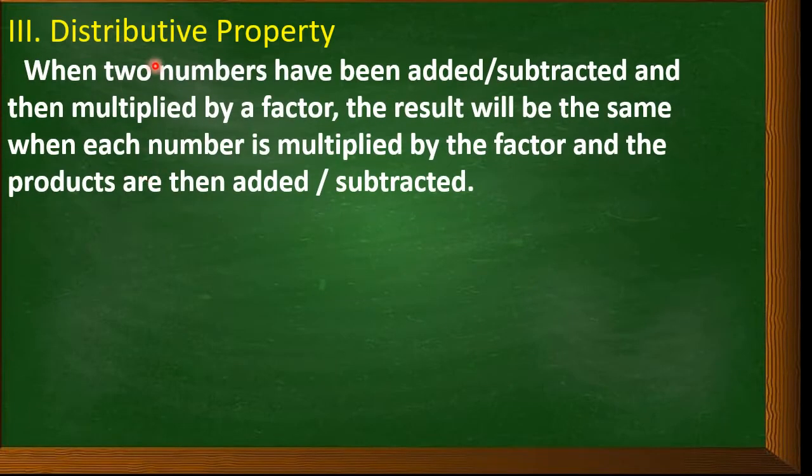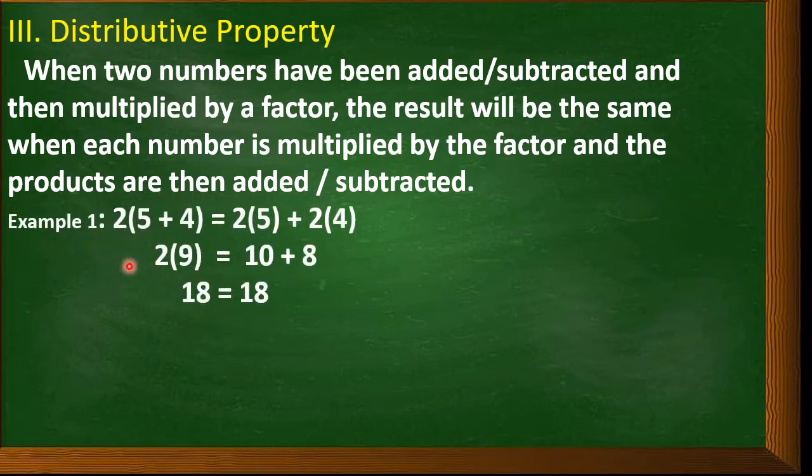Next, distributive property. When two numbers have been added or subtracted, and then multiplied by a factor, the result will be the same when each number is multiplied by the factor and the products are then added or subtracted. Example number 1, 2 times quantity of 5 plus 4. Applying the distributive property, we multiply 2 by 5, so we have 2 times 5 plus, next, 2 times 4.